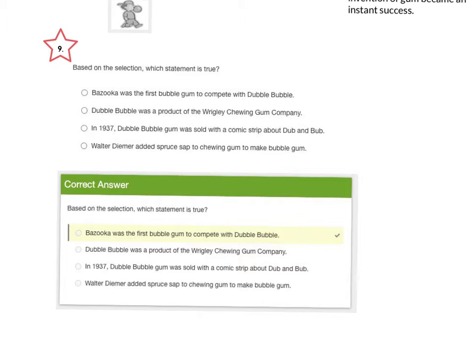So let's look at one together. Question 9 from the test says, based on the selection, which statement is true? And then I have 4 answer choices. The correct answer is A. Bazooka was the first bubblegum to compete with Double Bubble. Let's go back to the text and find that and highlight it.